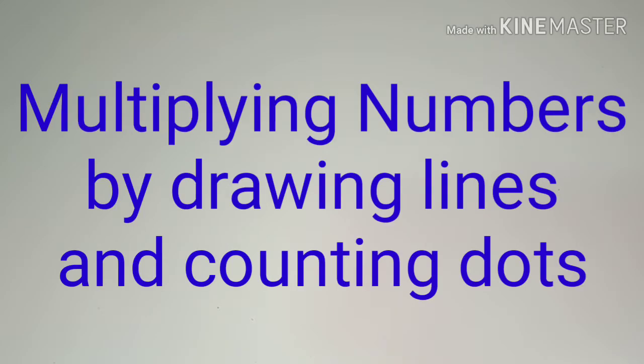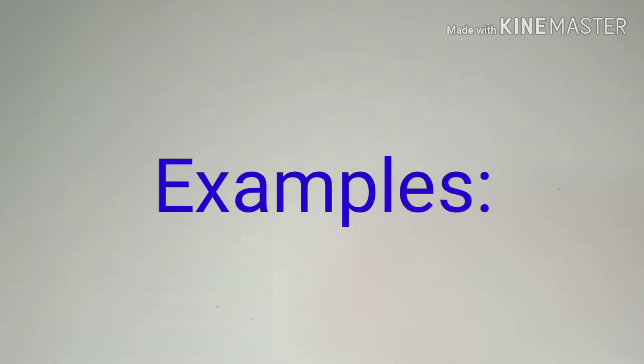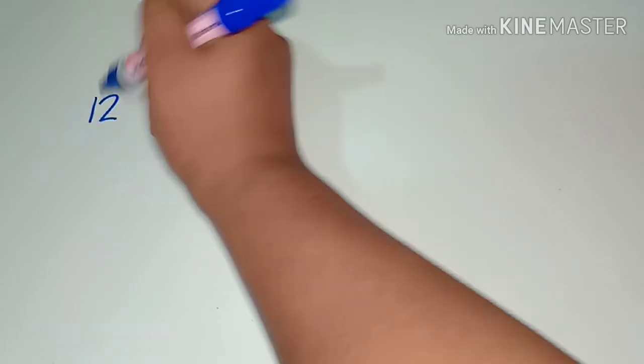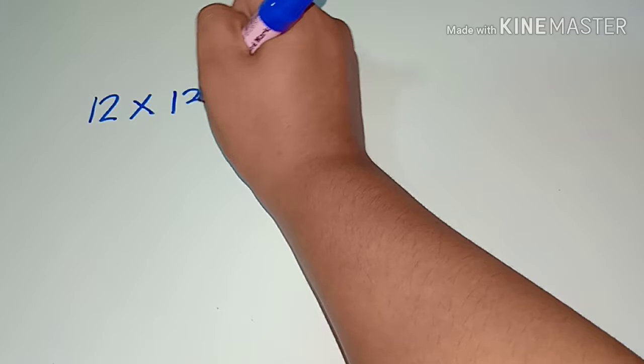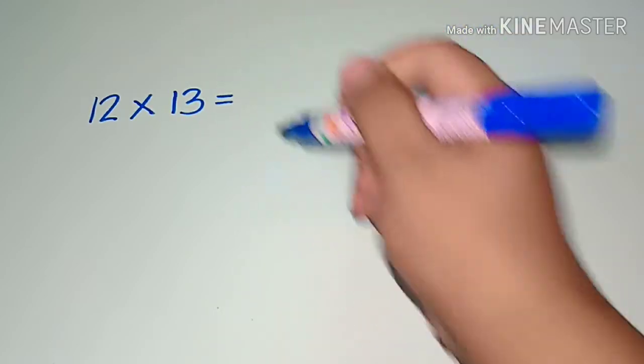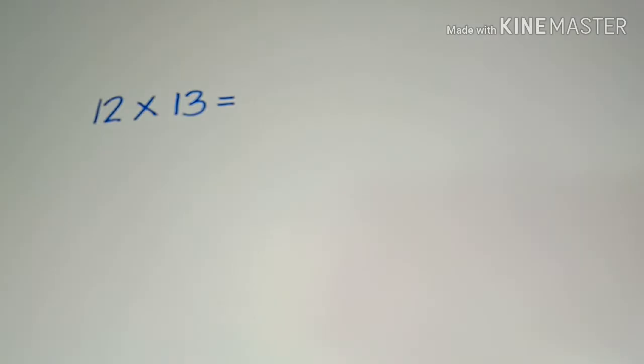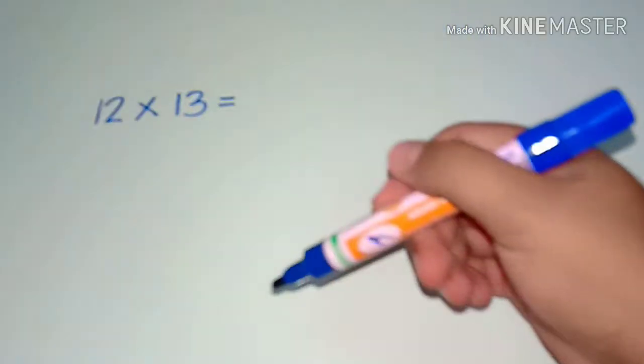For today's video, I'll be teaching you how to multiply numbers by drawing lines and counting dots. And now, I'll be giving you some examples. Let's say 12 is multiplied with 13. So we will just make use of lines. So we will be using diagonal lines.